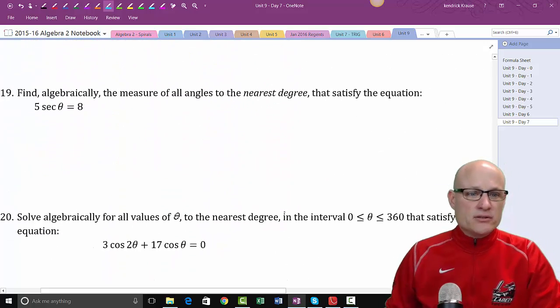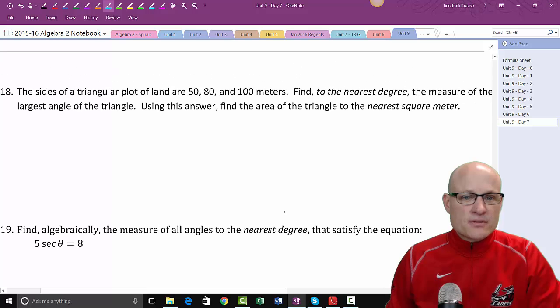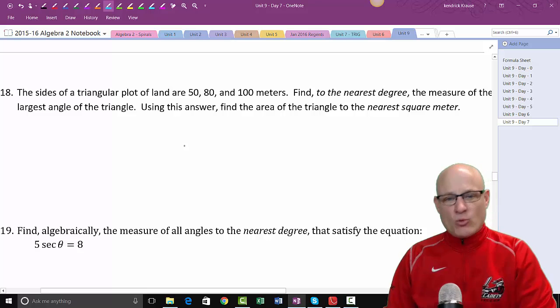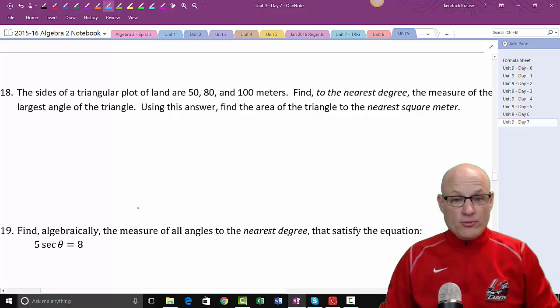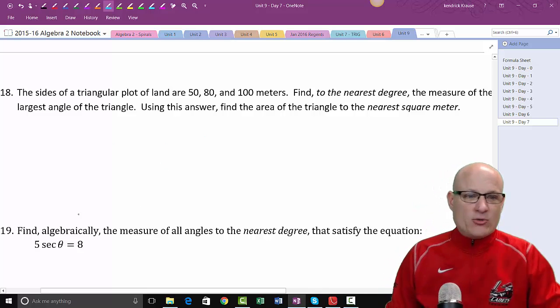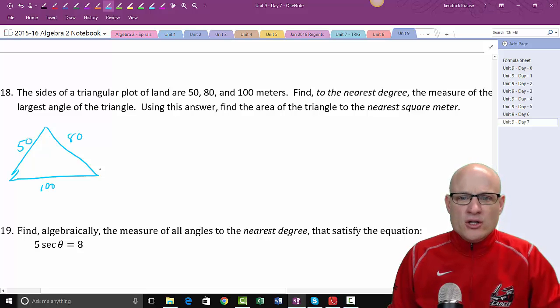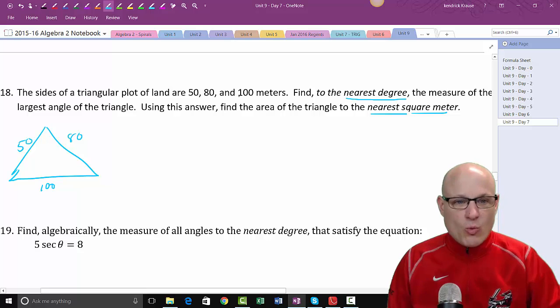Whoa, what the? So the sides of a triangular plot of land are 50, 80, and 100. Law of cosines coming. And we got to find an angle, which is the hard law of cosines. I hate when I have to find an angle with the law of cosines. It's so much more difficult. 50, 80, 100. Find to the nearest degree the measure of the largest angle of the triangle. Using this answer, find the area of the triangle to the nearest square meter. Oh my God, this is like a double whammy problem.